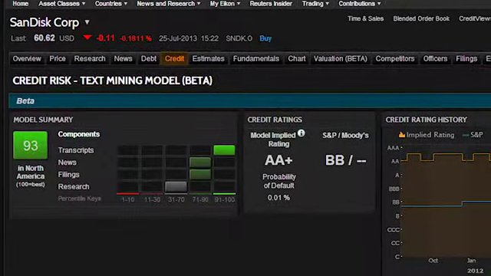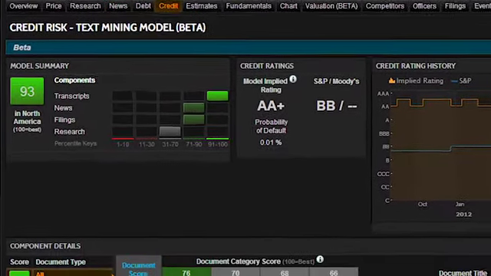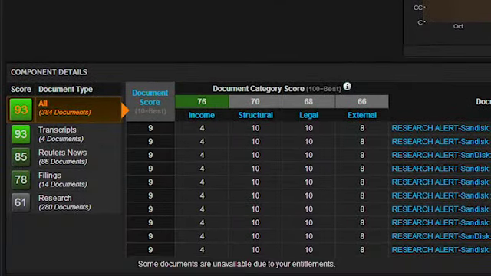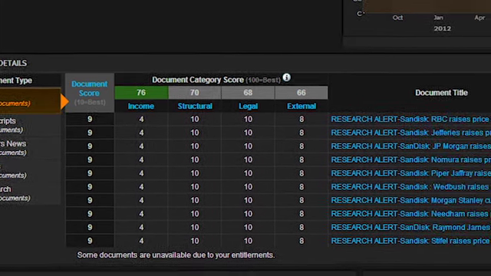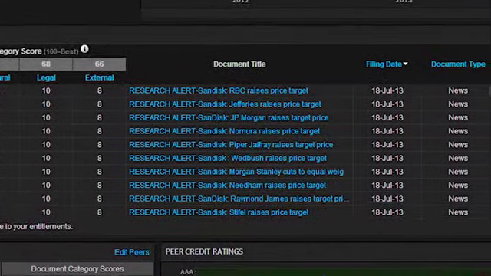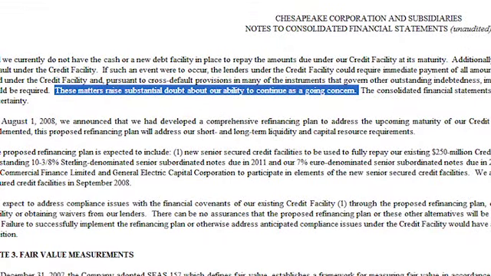Text mining is a more novel approach to credit risk. This model uses the latest techniques from the big data movement. We train computers to dig through transcripts, news, statements, and select broker research to see if there are telltale signs of deteriorating credit in the footnotes or elsewhere. It's good to know, for instance, if a company has publicly declared it's violated its debt covenants and may no longer be a going concern.